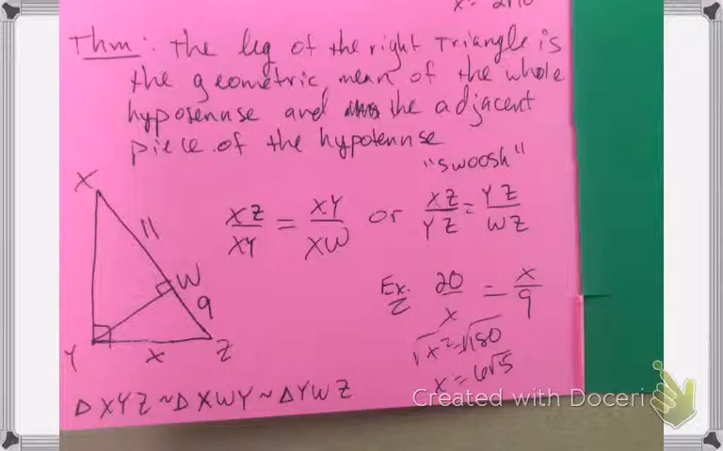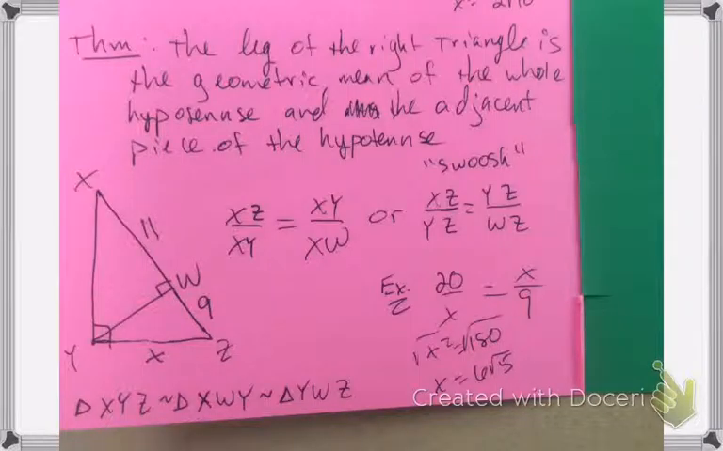Okay, in the bottom half of your page here, you're going to want to write in the other theorem. The other theorem deals with the legs. It says the leg of the right triangle is the geometric mean of the whole hypotenuse and the adjacent piece of the hypotenuse. So a little bit different. Okay, we've got to break this down a little bit.